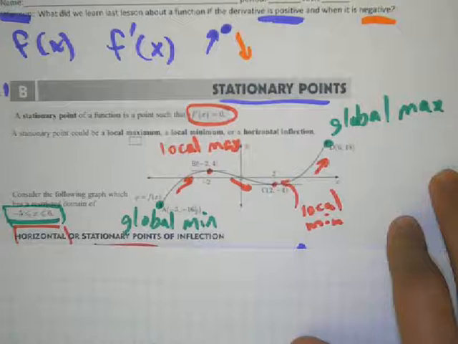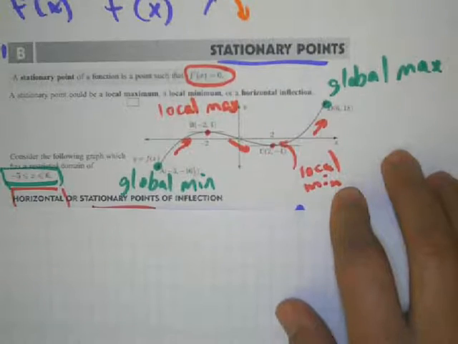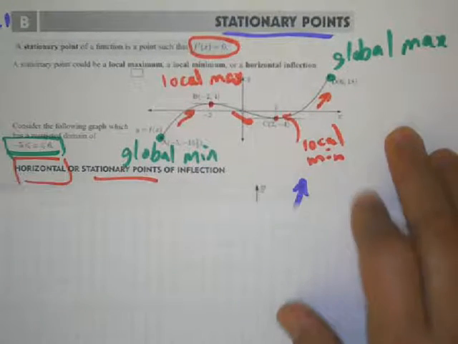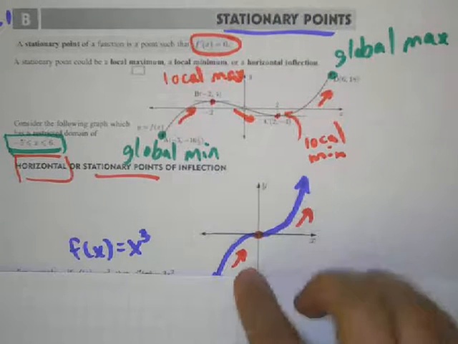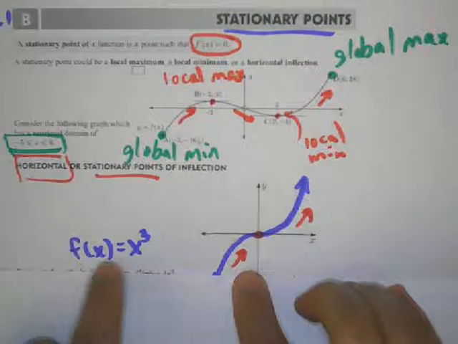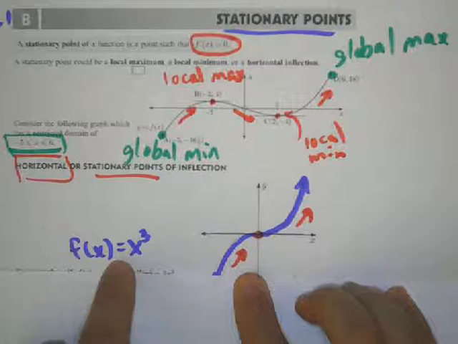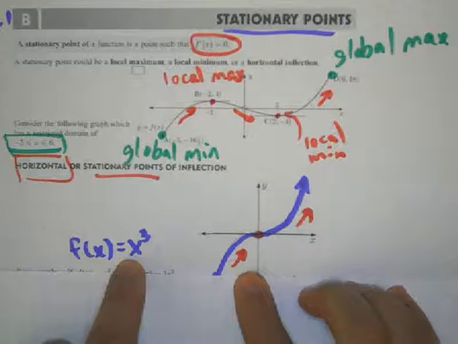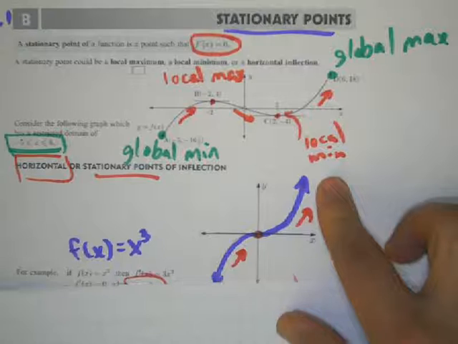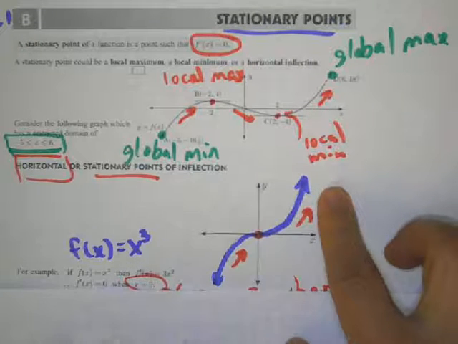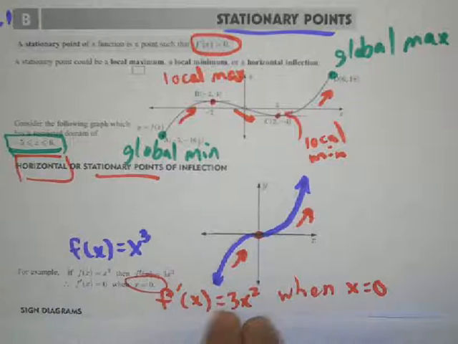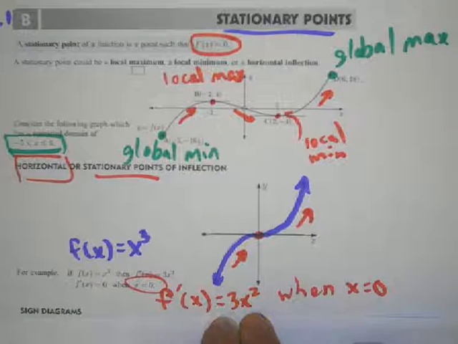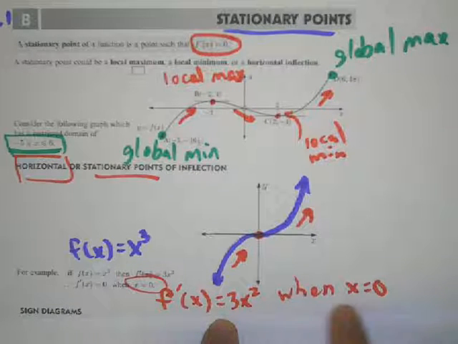Now, a horizontal inflection point or stationary inflection point is a different situation when the derivative is 0. Let's look at the example when I have the function f of x equals x cubed. That graph looks like this. I'm sure you've seen it before. Now if I take the derivative of that, the 3 comes to the front, the power decreases by 1, I've got 3x squared, which is 0 when x equals 0.